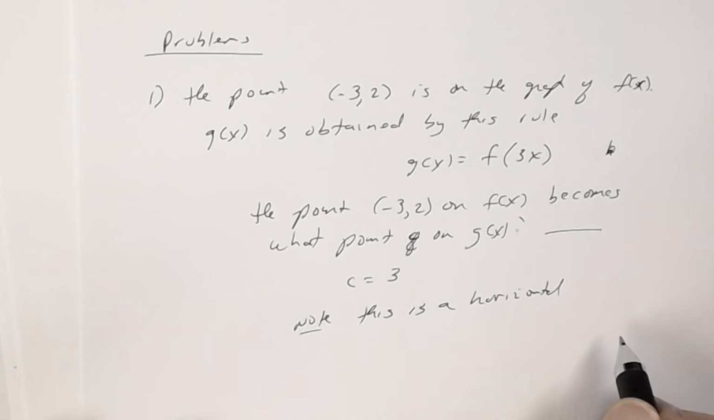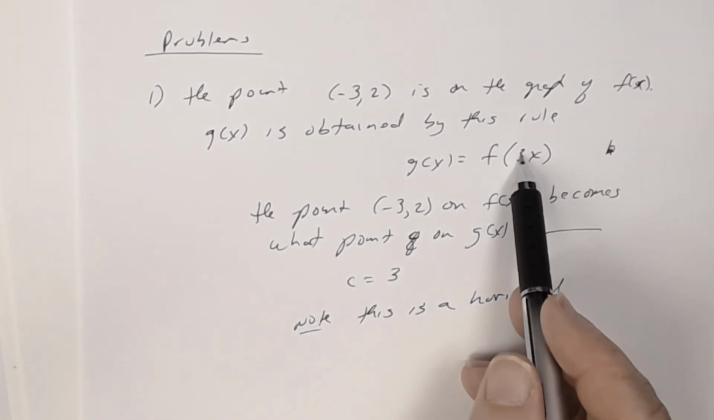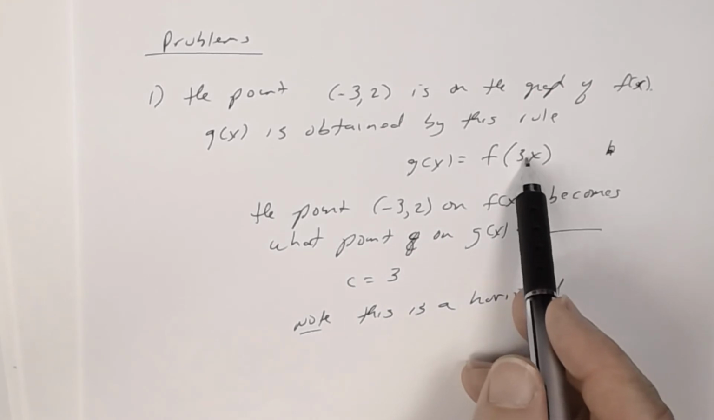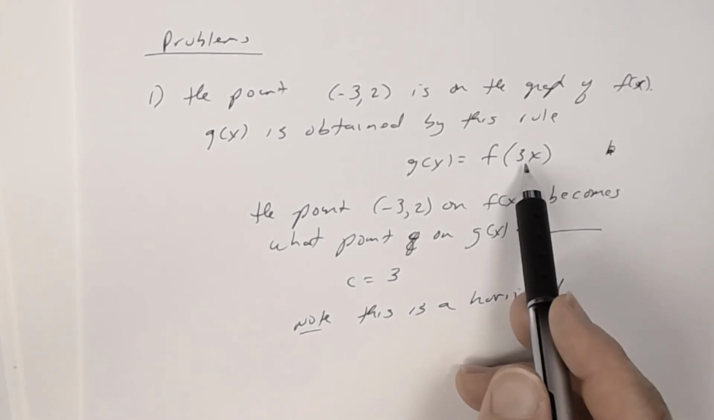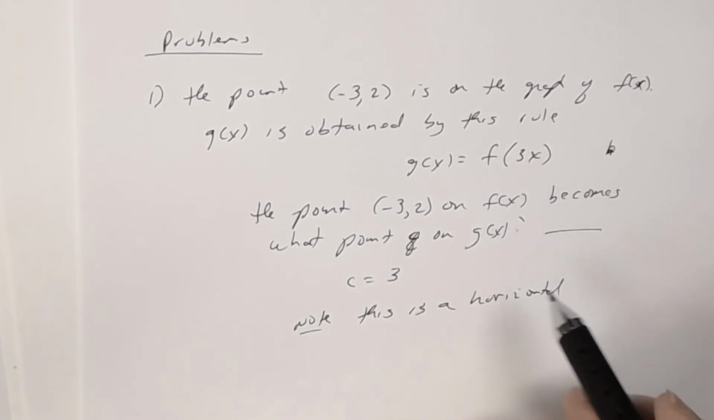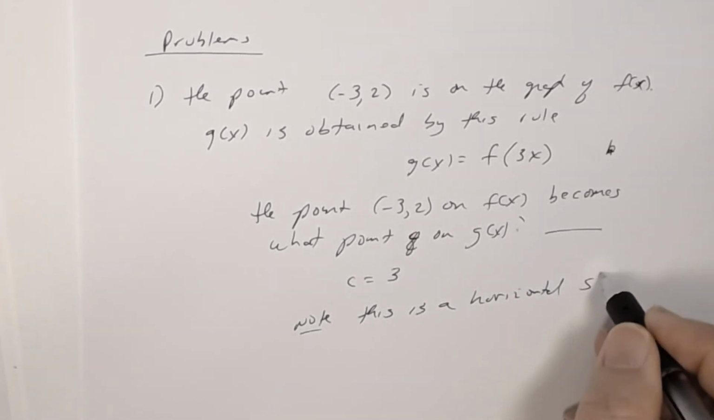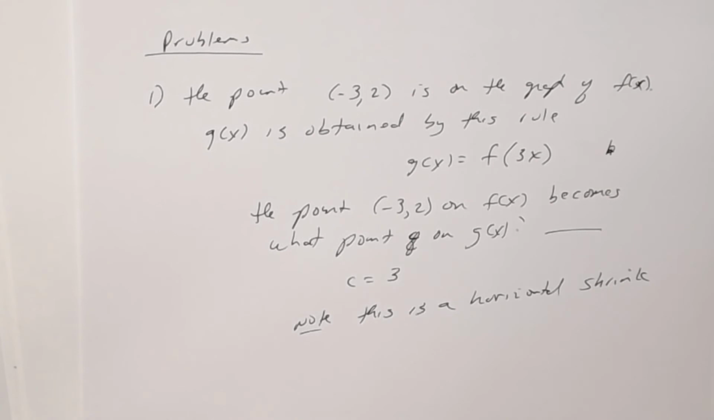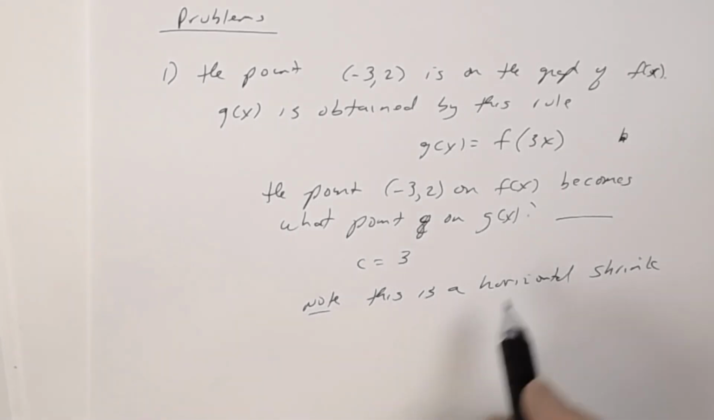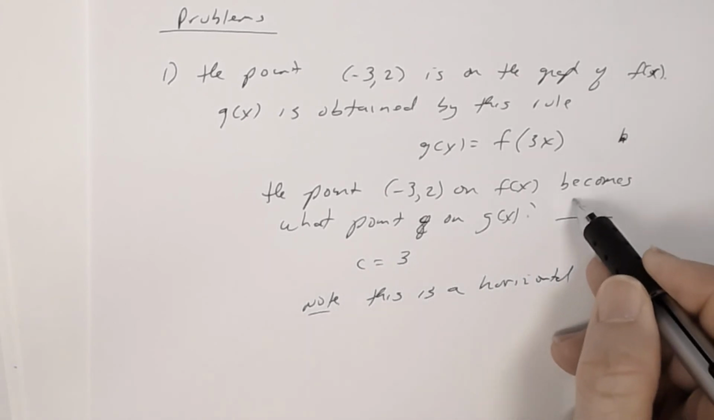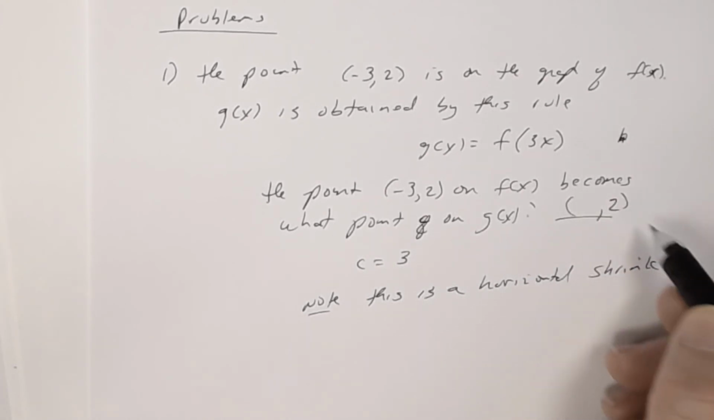And is it a stretch or a shrink? What do you think? Remember this is 3, so think the reciprocal. What's the reciprocal of 3? The reciprocal of 3 is 1/3, right? So you're taking every x-coordinate and multiplying by a third, which means you're decreasing. So that's going to be a shrink. So this is a horizontal shrink. Okay, that's something you have to know. So to get the new point, remember the y value stays the same. So the y value is 2.